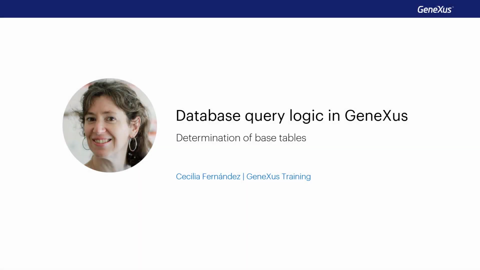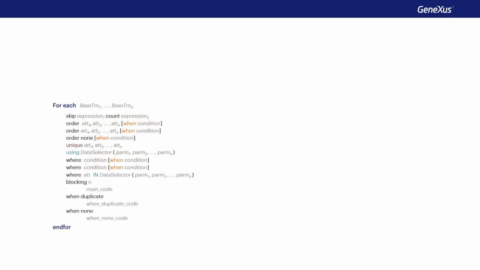Now we'll see how Genexus determines the base table to navigate to satisfy a query. And we'll focus on the for each command. When this command has a defined base transaction, then the problem is already solved. The question is, what happens when it doesn't? How should the base table be found?